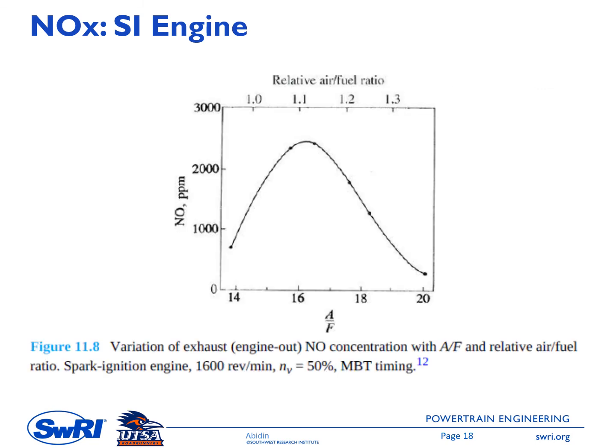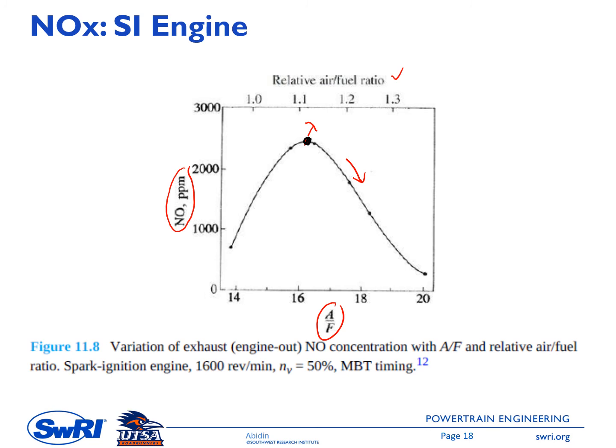This figure shows the variation of engine-out NO concentration with the air-fuel ratio and the relative air-fuel ratio, or lambda. The maximum occurs at lambda around 1.1, which means a slightly lean mixture. As we increase lambda, we have more air, which increases the amount of NOx. But at the same time, we have a lower combustion temperature, which decreases the amount of NO. Therefore, the maximum point is somewhere here.